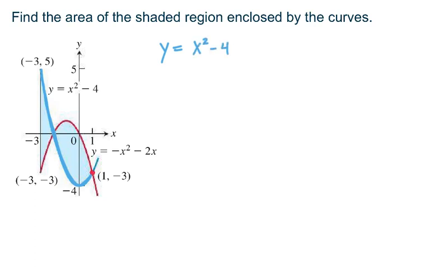We also have a second curve, which is y equals negative x squared minus 2x. And again, you see here, sometimes it's above and sometimes it's below. So when we're finding the area between two curves, we're going to need to subtract the function on top minus the function on bottom.